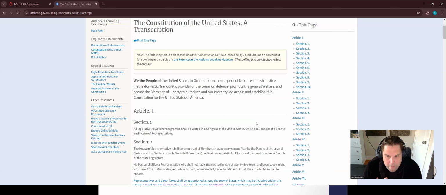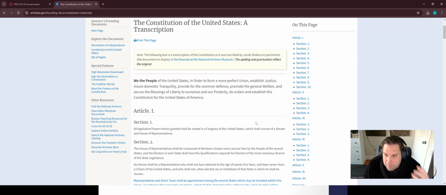So again, a lot of an emphasis on individual liberties, individual rights that the monarchy under King George was not necessarily providing to ourselves and our posterity. So not only to ourselves as the founding fathers, but to future generations, our posterity as well, the individuals that come after.